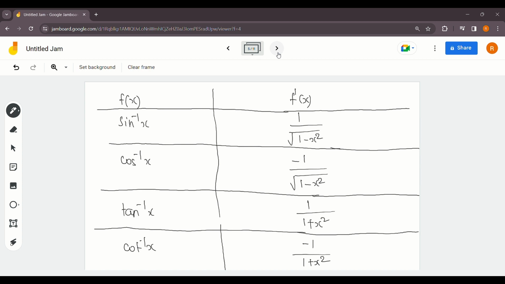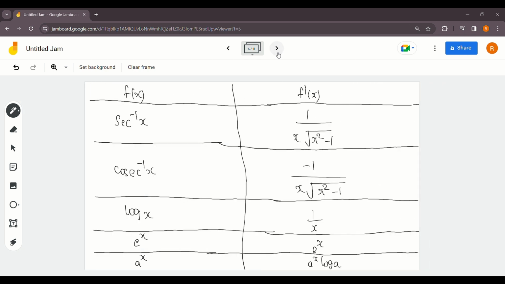Now we go to the concept of inverse trigonometric functions. Sin inverse x differentiation is 1 by root of 1 minus x square. Cos inverse x differentiation is minus 1 by root of 1 minus x square. Tan inverse x differentiation is 1 by 1 plus x square. Cot inverse x differentiation is minus 1 by 1 plus x square. And secant inverse x differentiation is 1 by x root of x square minus 1. Cosecant inverse x differentiation is minus 1 by x root of x square minus 1.